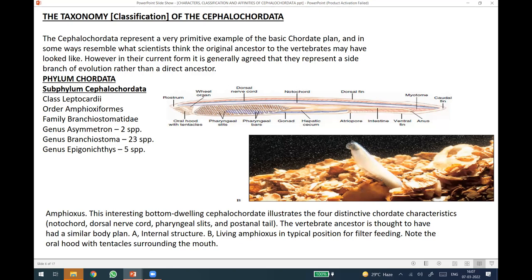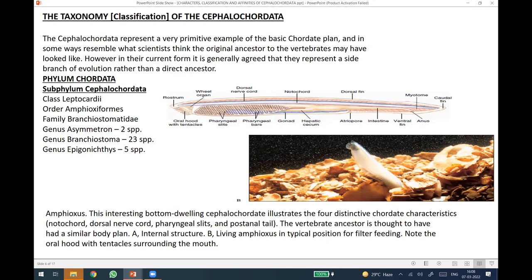The phylum Cephalochordata represents a very primitive example of the basic chordate plan and in some ways resembles what scientists think was the original ancestor of the vertebrates. They may have looked like it, as supposed by the scientists. However, in their current form, it is generally agreed that they represent a side branch of evolution rather than a direct ancestor. So again, there is controversy. Scientists have different opinions. Some scientists think they represent a direct chordate ancestor, but another view is that, like the hemichordates and urochordates, the cephalochordates may represent a side branch of evolution rather than a direct ancestor.